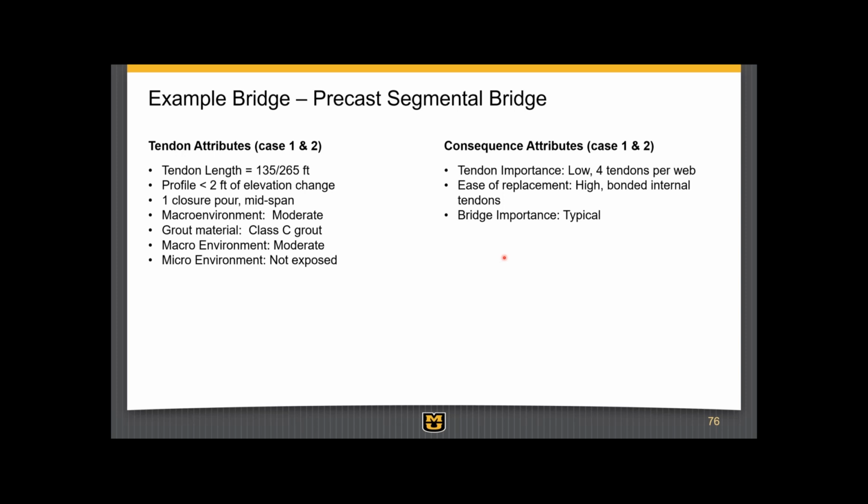In terms of the consequence attributes, there's 4 tendons per web in this particular bridge we're looking at. And so the importance is sort of low in that measurement. That's the structural factor that's related to the tendons. How many tendons are in the web, for example, is how that's rated out in different values. There's 4 tendons per web. That's a lot of redundancy in that structure. And so that ends up being low. Easy replacement is high, however, because it's got bonded internal tendons in this case. And we want bridge importance just typical for that.